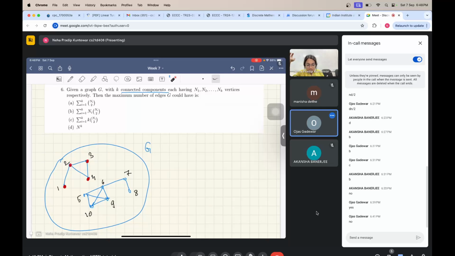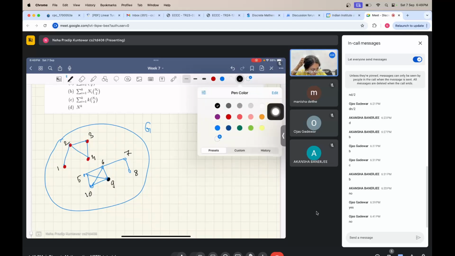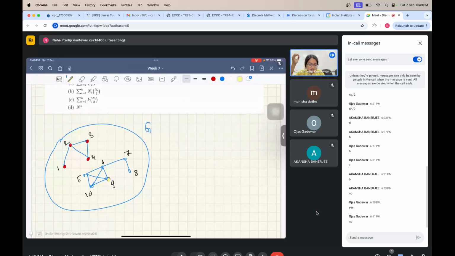Exactly. Now let's say I start at 9, for example. Then what all points can I reach? Maybe I'll take some other color. So I start at 9. Then what all points can I reach? 10, 5, 6, 7, and 8 also.